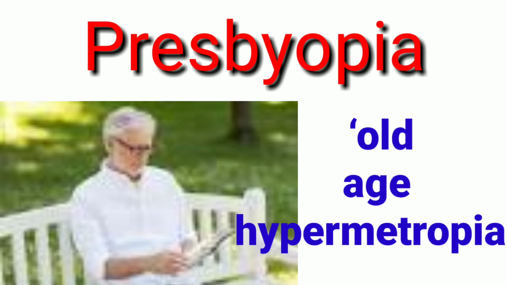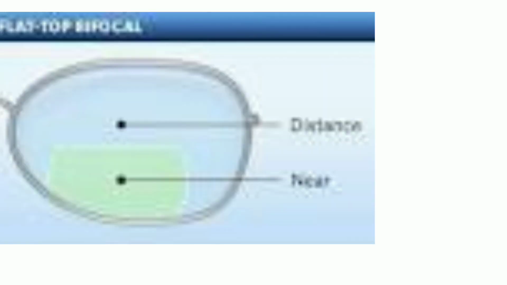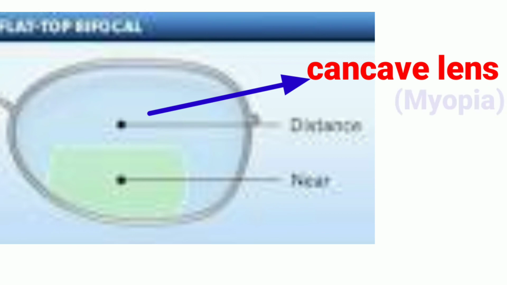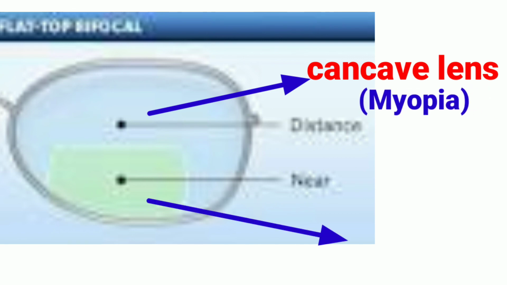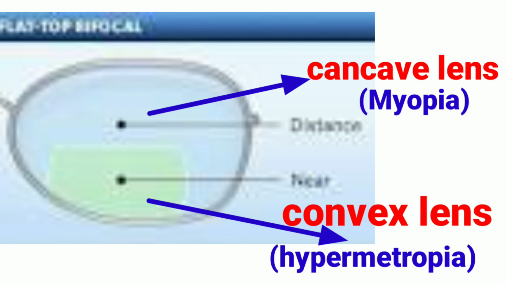Some persons may have both the defects of vision, myopia as well as hypermetropia. This can be corrected by bifocal lenses, in which the upper part consists of a concave lens to correct myopia and the lower part consists of a convex lens to correct hypermetropia.